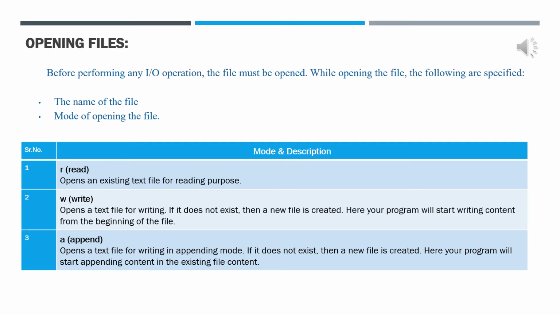Next is append. It also opens a text file for writing in append mode. And if it does not exist, then a new file is created. Then you must be thinking, what is the difference between write and append? In write, if there is anything present previously in the file, that will be totally erased, and the new thing that is to be recorded will start from the beginning of the file. Whereas in append, you will start writing from whatever content is already present. That means the content which is previously present in the file will not get erased.